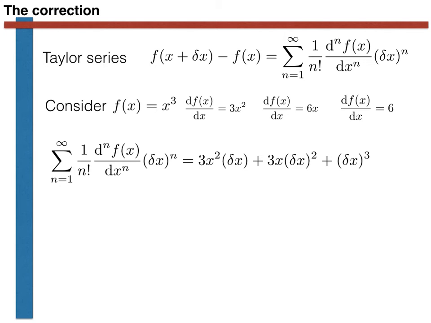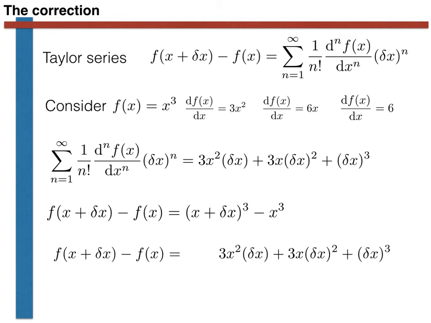If we consider the left-hand side of our Taylor series function, this is x plus delta x all cubed minus x cubed. It is easy to show that this is equal to the formula that we just arrived at for the power series by multiplying out the bracket and cancelling terms.